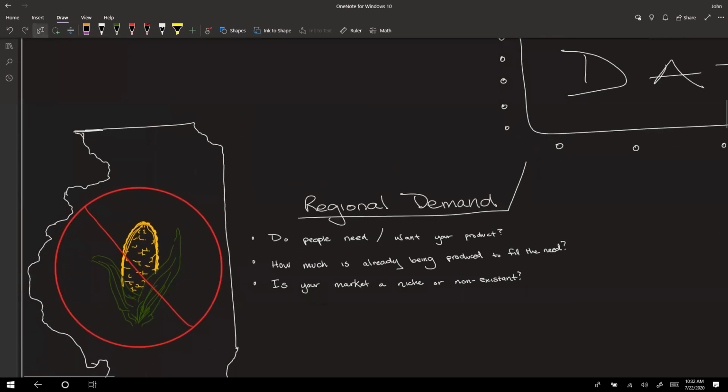So how much is being produced in that region when you do your research? How much is being produced in that region already? And is it possible for us to sneak into that region, right? Is it possible that this area is going to be a high demand, low supply area, or is it not? We want to be able to understand that. So we need to collect data on the region to understand that supply and demand necessity.